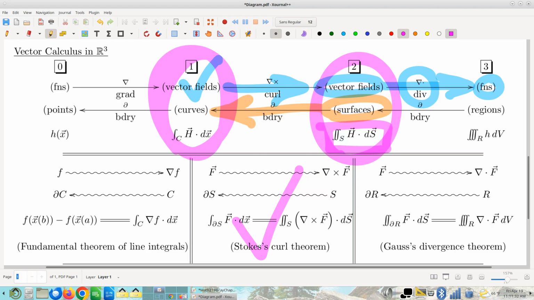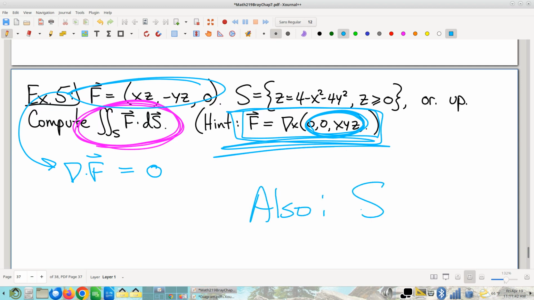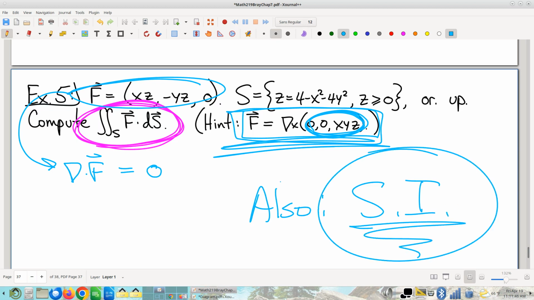And it looks like I'm out of time, so let me just throw in one very last little quick thing. Also, because it's a curl, surface independence is also on the table, and I encourage you again to work out both of these. Work this out with the curl theorem, work this out with surface independence, see what you get, see which one you like better. They both work great.